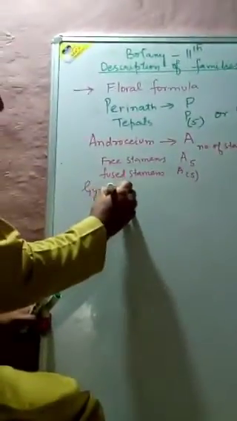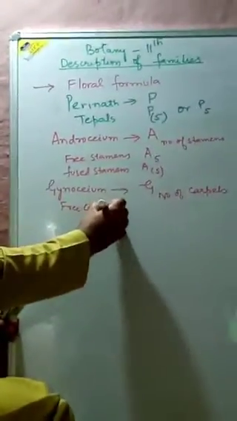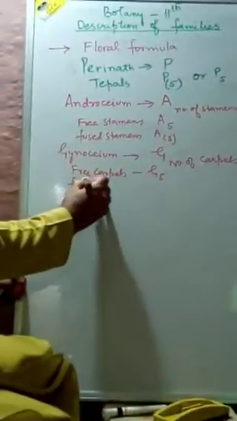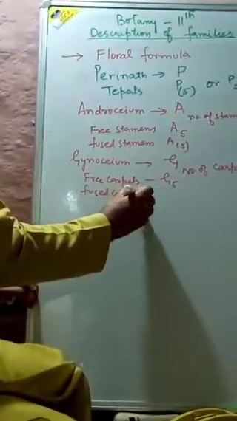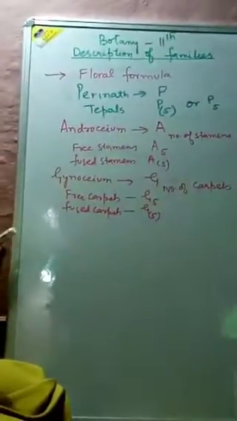Then we have gynoecium, written as G, and the number of pistils, carpels rather. Free carpels are written as G5, fused carpels, then again put them within the brackets. This is the condition.